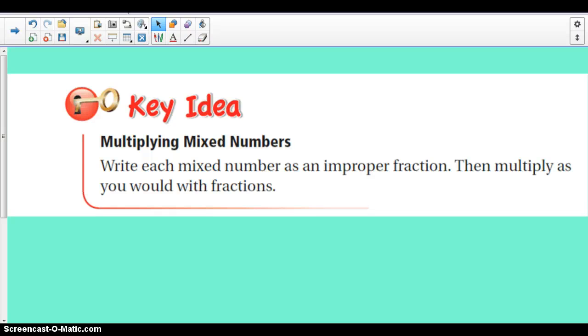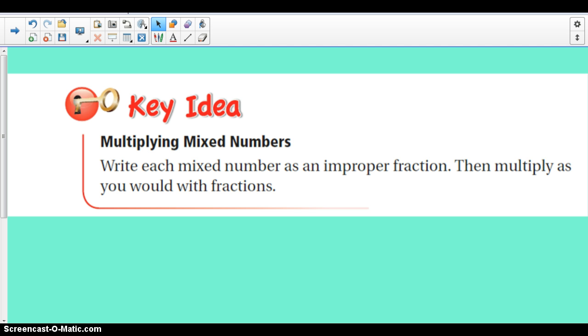Continuing on with lesson 2.1, we're on page 57. I just want to restate the key idea, which is toward the bottom of that page. It says to remember to write each number as an improper fraction, then multiply as you would with fractions.